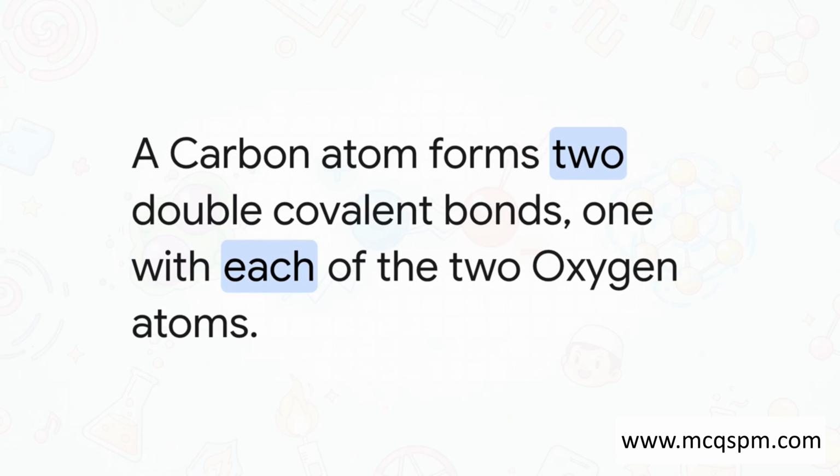So here's the real story. For every atom to be stable and happy, the carbon atom has to bond with 2 oxygen atoms. And it does this by forming 2 double covalent bonds, sharing 2 electrons with each oxygen.